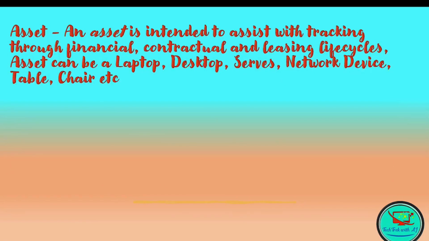Let's start with an asset, right? What is an asset? An asset is intended to assist with tracking through financials, contractual and leasing lifecycle. An asset can be a laptop, desktop, server, network device, table, chair, buildings, etc. In simple words, the asset is going to track the financials, contractual and leasing information, as well as the life cycle of that particular asset.